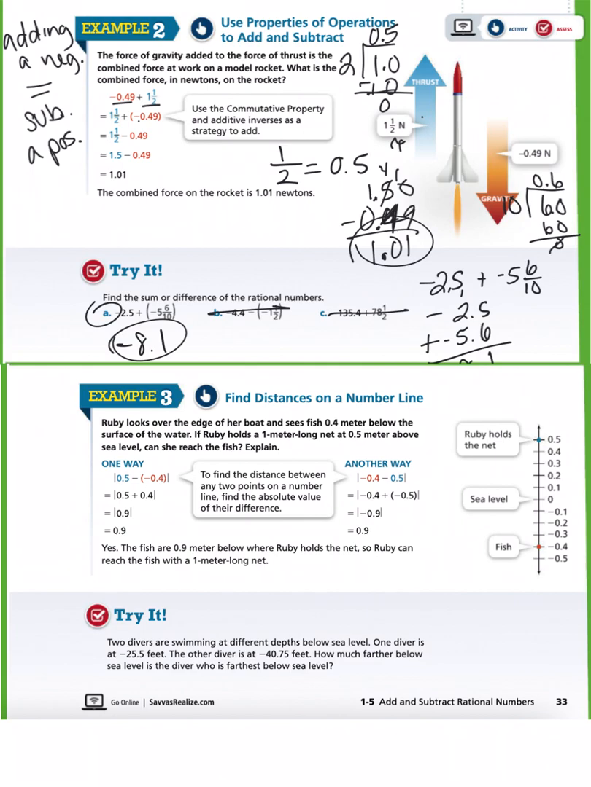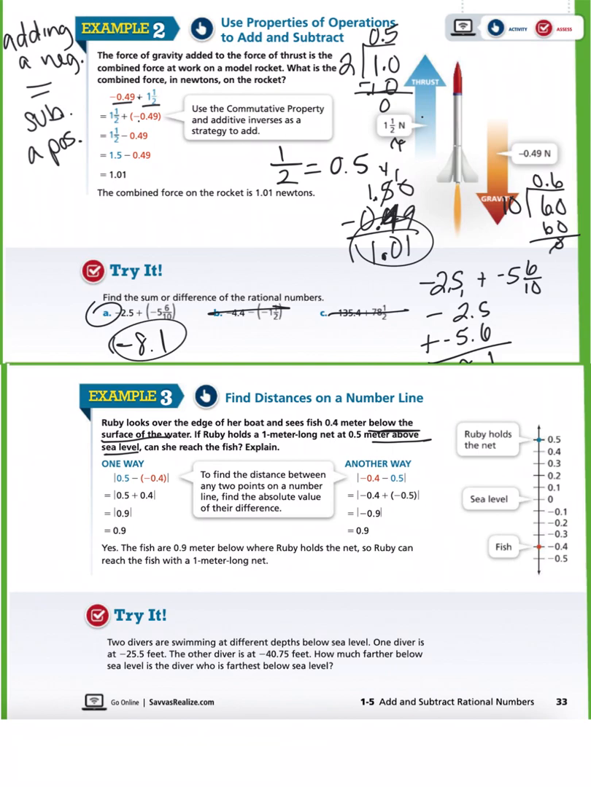Finally, we're going to just do some subtracting of decimals by themselves. We've done mixed. Now we're just going to do decimals. We're going to focus on the problem. Ruby looks over the edge of her boat and sees fish 0.4 meters below the surface. Below usually means that we're talking about a negative. If Ruby holds a 1 meter long net at 0.5 meters above sea level, above usually means positive, can she reach the fish?